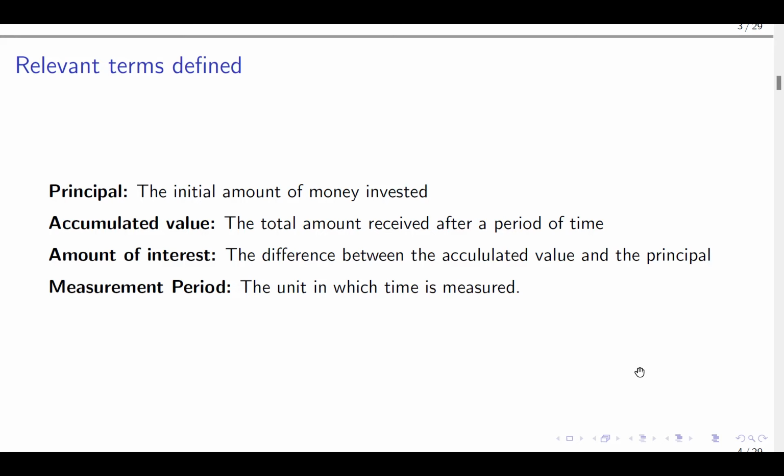Let's look at accumulated value. Accumulated value is the total amount received after a period of time.